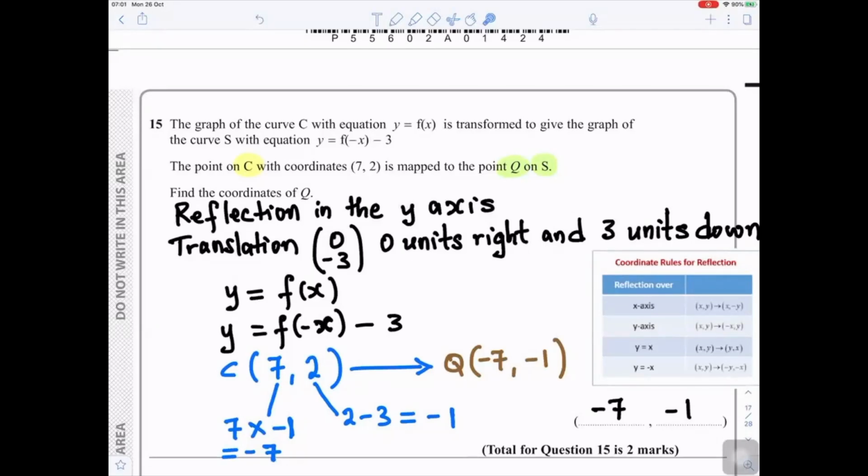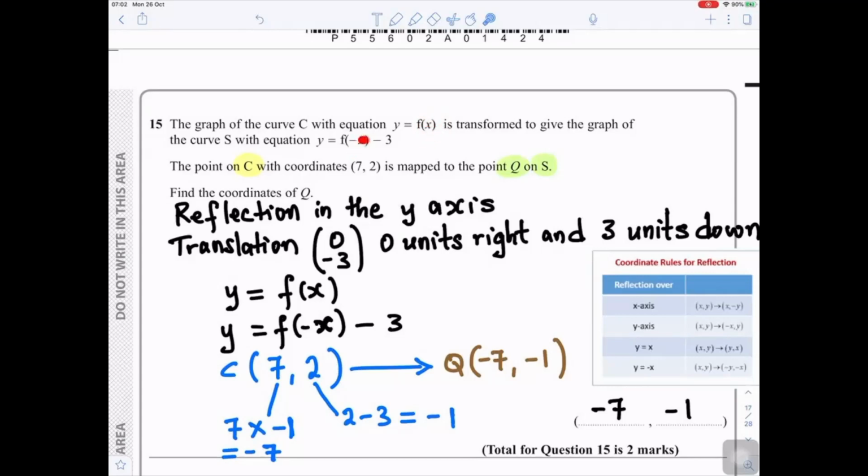So a reflection in the y-axis and then a translation of (0, minus 3), 0 units right and 3 units down. That's what has happened to f of x. So you start with f of x.